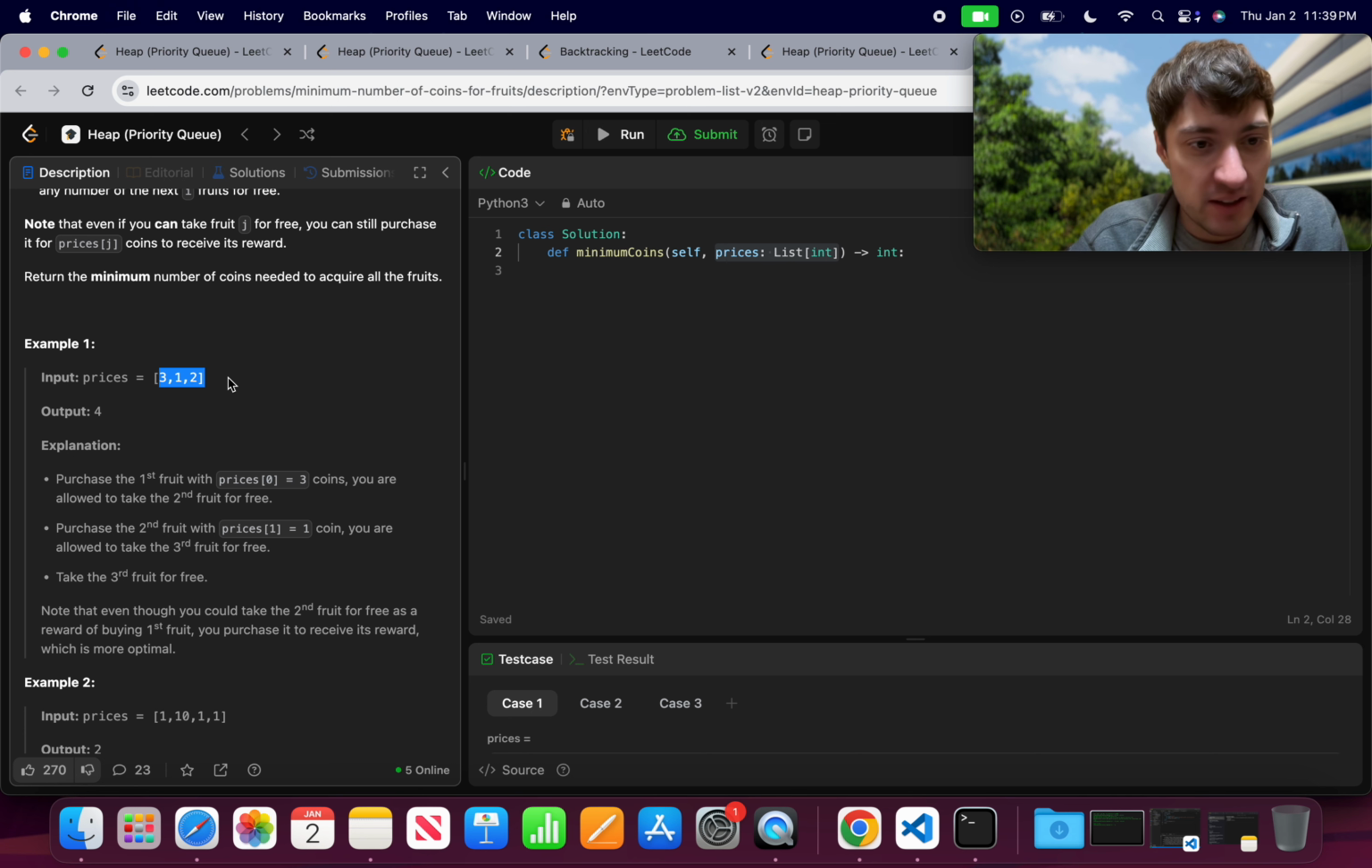So prices here. Output is 4. So this means that 4 is the minimum number of coins needed to acquire all the fruits. Okay.